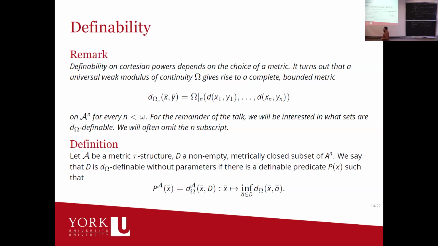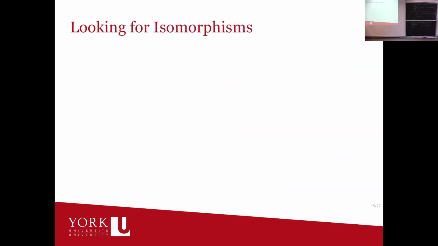Okay. So now we want to look for isomorphisms. Let's do an analogy. I have a countable structure and I want to build an elementary bijection. What is the most classical way to do it? Say if it's Q, you go back and forth. So we want to do some kind of back and forth.